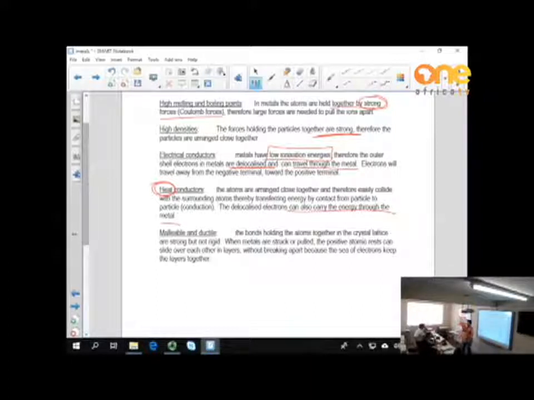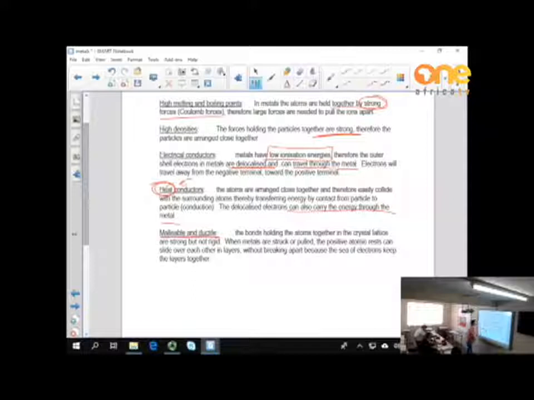They aren't stuck around in the outer shell. They are removed from the outer shell. So these delocalized electrons also play a role. They also go bumping into the positive atomic rests, and that also transfers energy. So both heat conductivity and electrical conductivity are due to the delocalized electrons that can move. The heat conduction is very good in metals because the positive atomic rests can vibrate and transfer the energy by conduction, direct contact, and the electrons can also move and carry the energy.